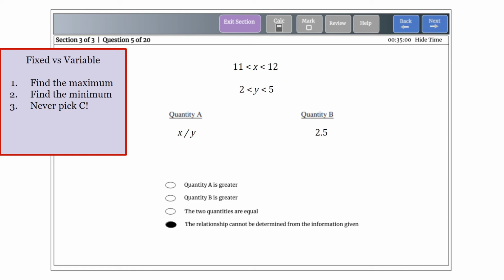You're wasting time that way. You want to immediately go to, well, let me just drive quantity A as low as it can go, and then let me try to push it up as high as it can go.